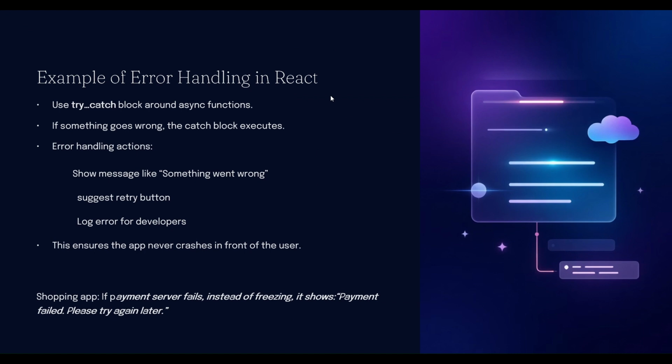Example of error handling in React. In React, the most common way to handle errors is by using a try, catch block around our async code. If everything goes well, the try block runs and shows the data. But if something goes wrong, the catch block will run instead. In the catch block, we can show a message like "something went wrong", provide a retry option, or log the error for the developers. This way, the app never crashes in front of the user.